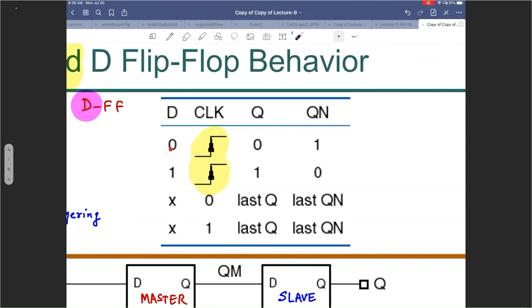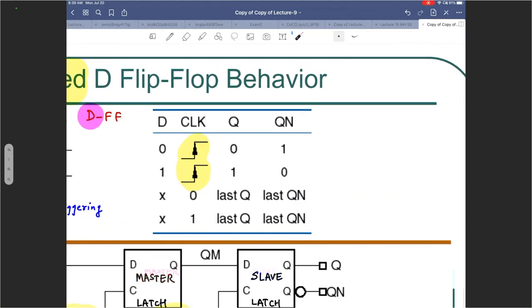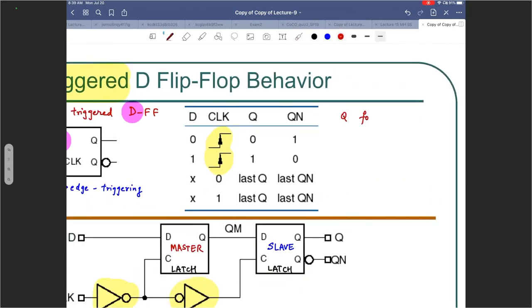So when D is 0 and you see a positive edge on the clock, the output will follow input. Q will become D just after the positive edge of the clock. And of course, QN will be complementary, so QN will go to 1. Similarly, if D were 1 and you saw a positive edge on the clock, your Q will become 1 and QN will become 0. So output follows input. Let me write this: Q follows D when clock goes from low to high.